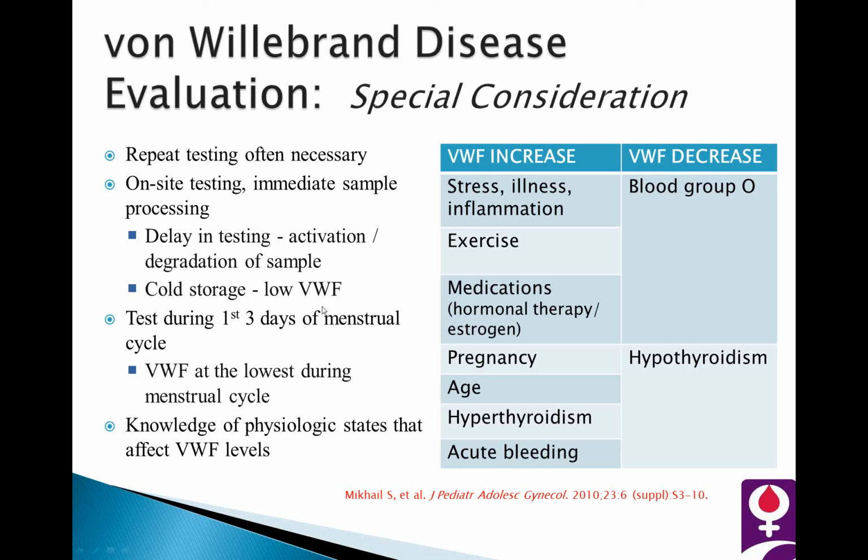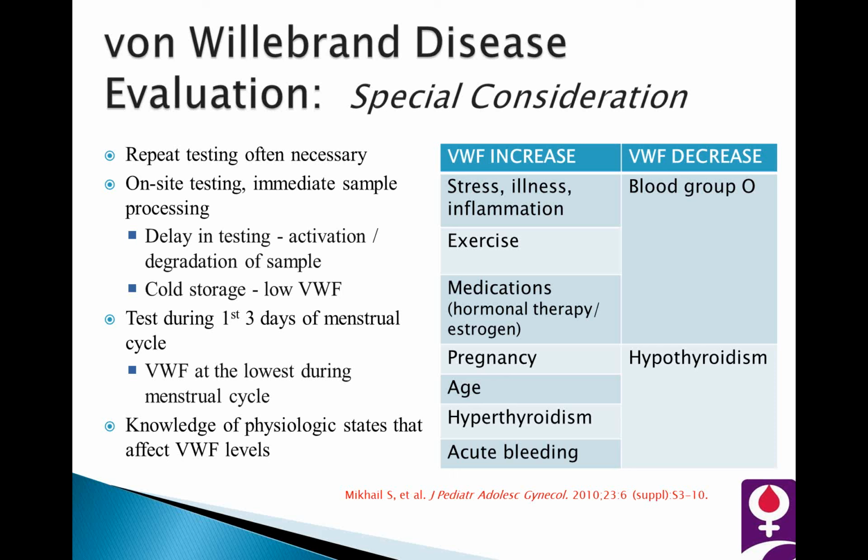Some of the things we need to think about as we're managing all of these different components that can affect the factor, we need to think about our institution as well. Do we have on-site testing and immediate sample processing? And we have to think about will there be a delay in testing because it has to be transported somewhere? Do we have the ability to store our sample properly? As in a cold storage environment, low von Willebrand factor may be the case.